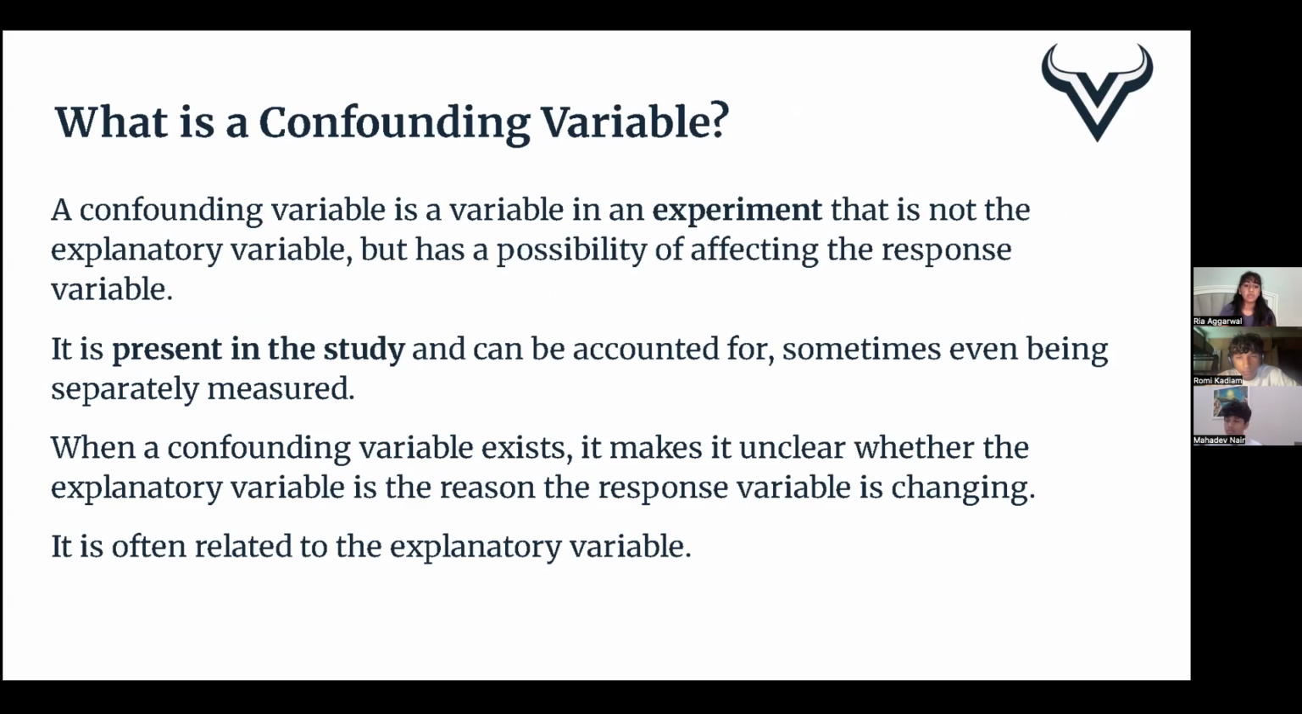The problem is when a confounder is involved, we can't tell if the changes we're seeing in the response variable are due to the explanatory variable or due to the confounding variable. So it confuses the results, hence why it's given the name confounding variable. Also, confounding variables are typically related to the explanatory variable, which makes the mix-up even trickier. We'll look at an example next so you can spot them more easily.